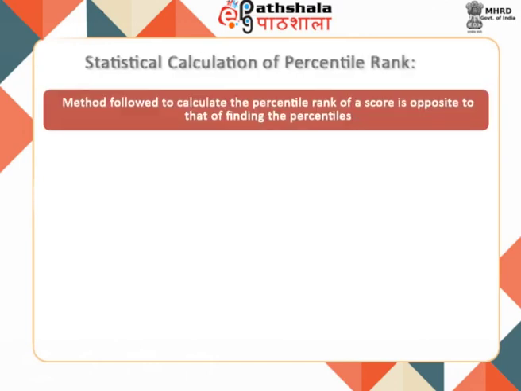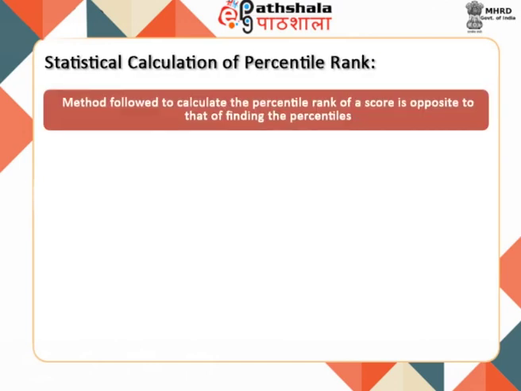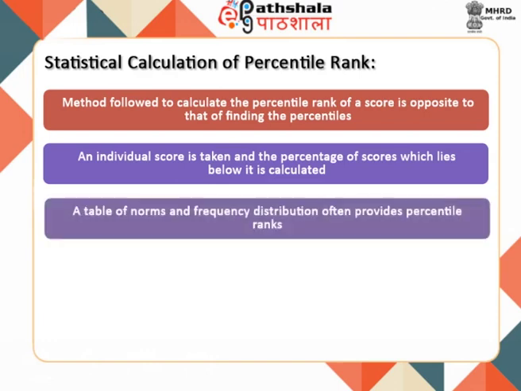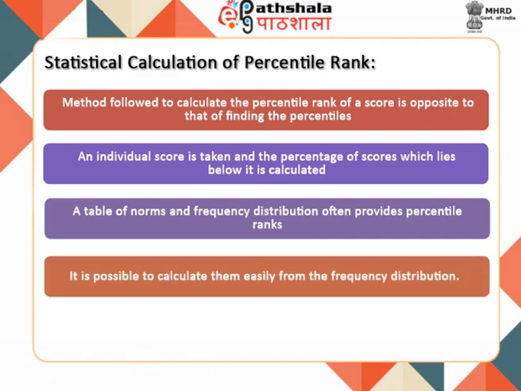The method followed to calculate the percentile rank of a score is opposite to that of finding the percentiles. In this, an individual score is taken and the percentage of scores which lie below it is calculated. A table of norms and frequency distribution often provides percentile ranks. In case the percentile ranks are not given in a table, it is possible to calculate them easily from the frequency distribution.